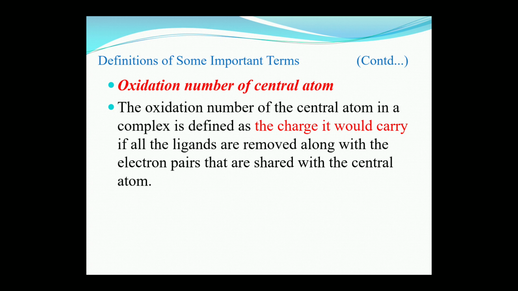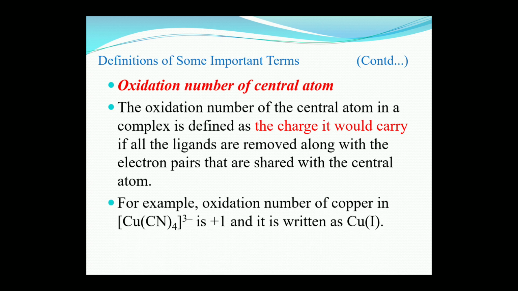So basically there is always a sharing of electrons. As I told you, the central metal atom will always be electropositive and the ligands would carry a lone pair of electrons, so they would be electronegative. So what happens if all the ligands get removed along with the electron pairs that are shared with the central atom? The total amount of charge that would be on the central atom is known as the oxidation number of the central atom.